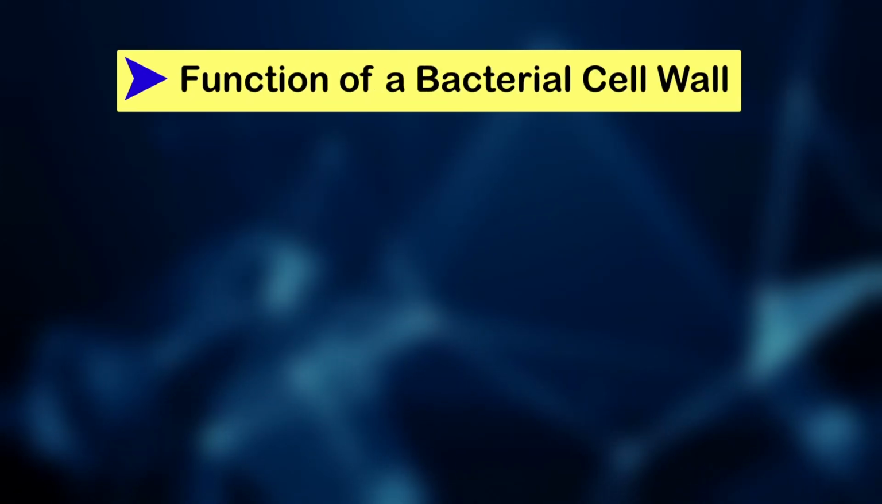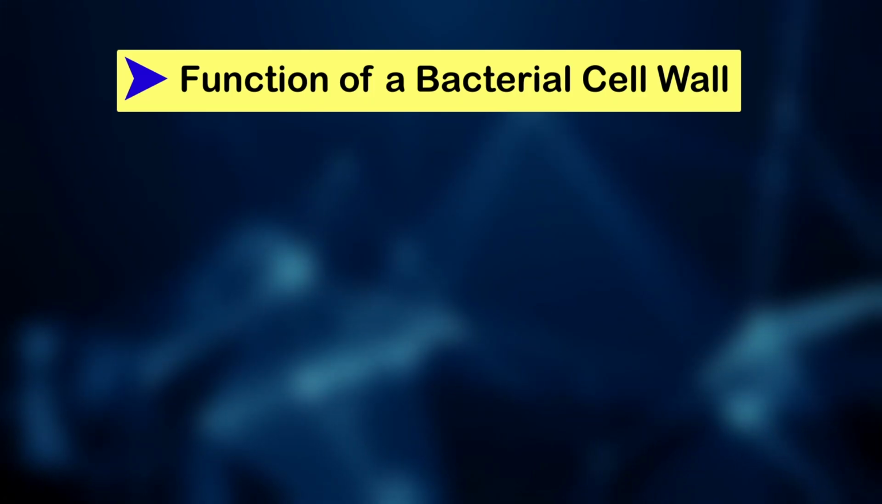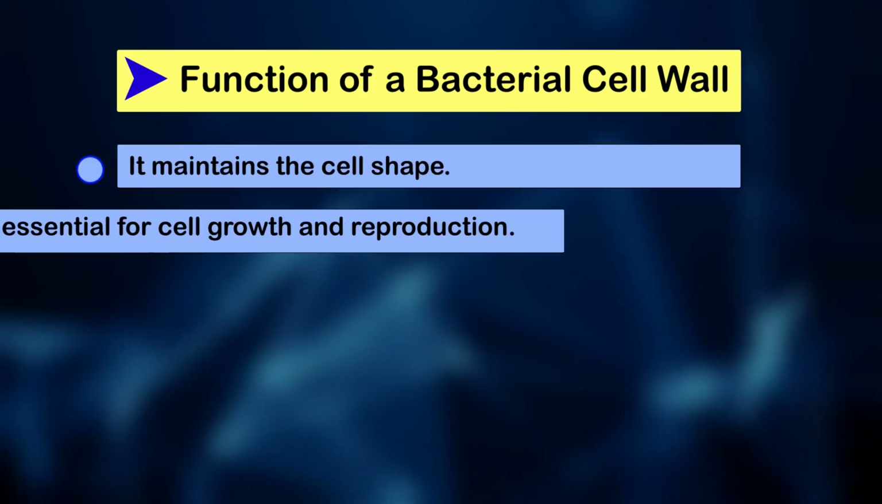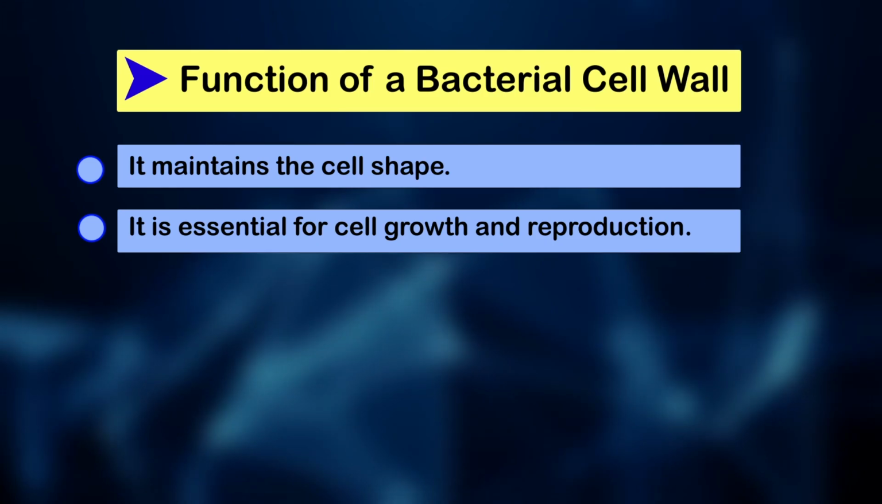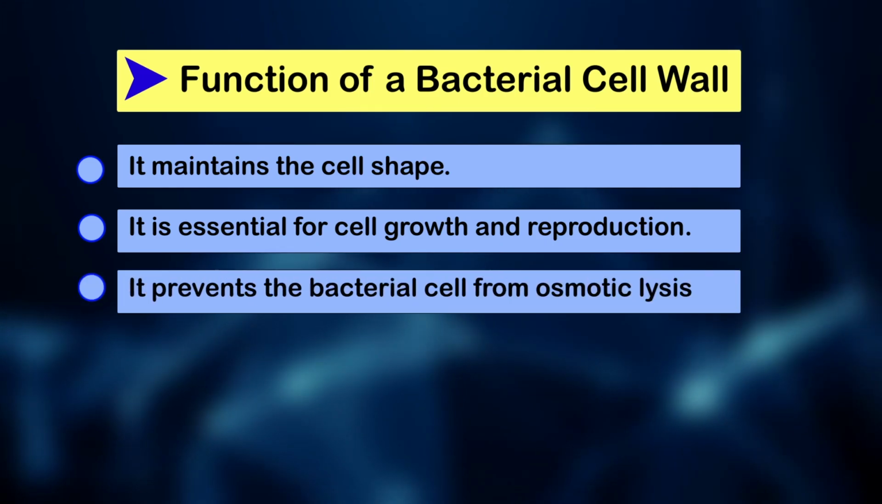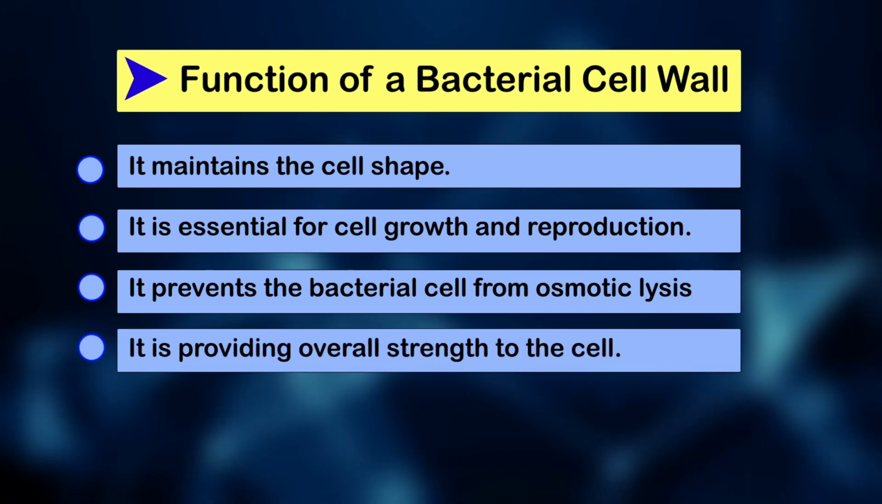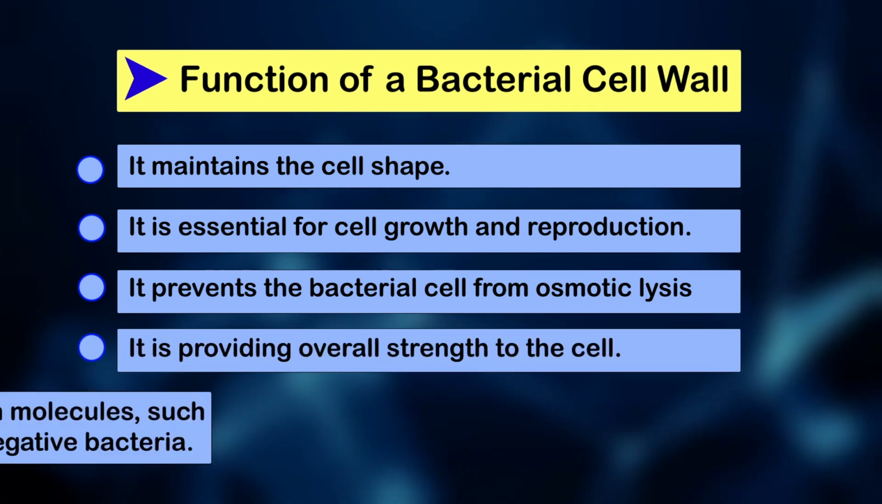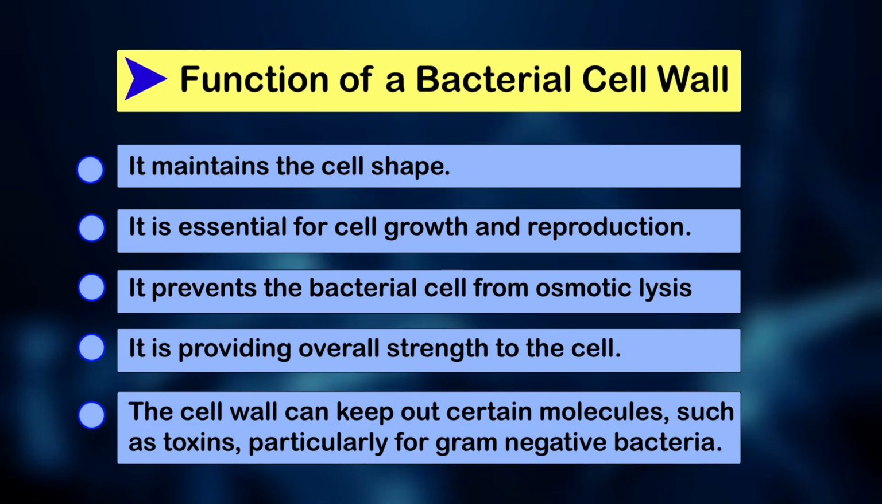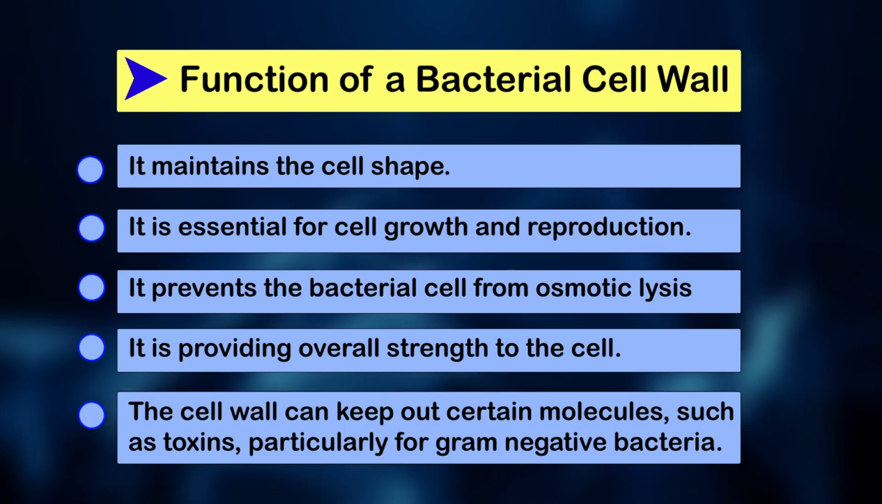Now, we can understand the bacterial cell wall functions. The cell wall provides the following functions for the bacteria. It maintains the cell shape. It is essential for cell growth and reproduction. It prevents the bacterial cell from osmotic lysis. It provides overall strength to the cell. The cell wall can keep out certain molecules such as toxins, particularly in Gram negative bacteria. The bacterial cell wall can also contribute to the pathogenicity, or disease-causing ability, of certain bacterial pathogens.